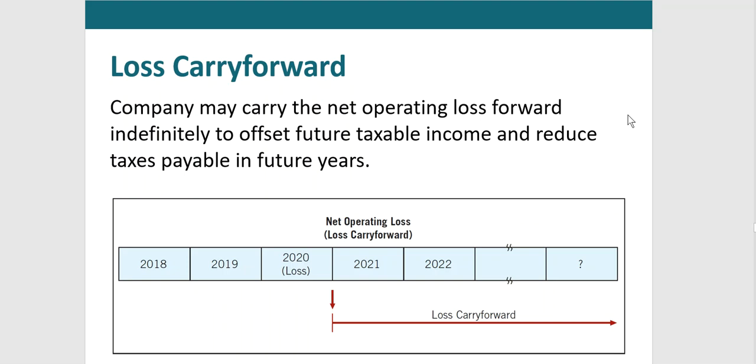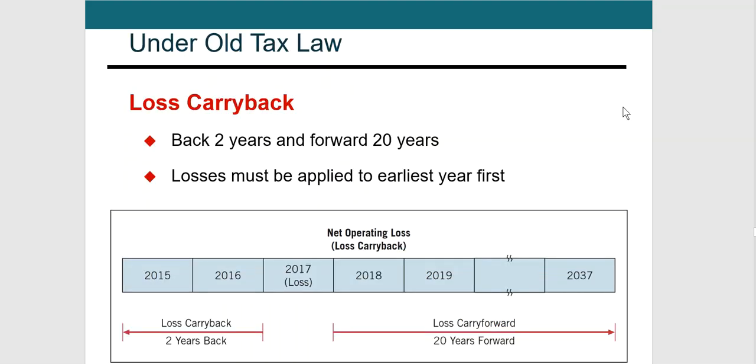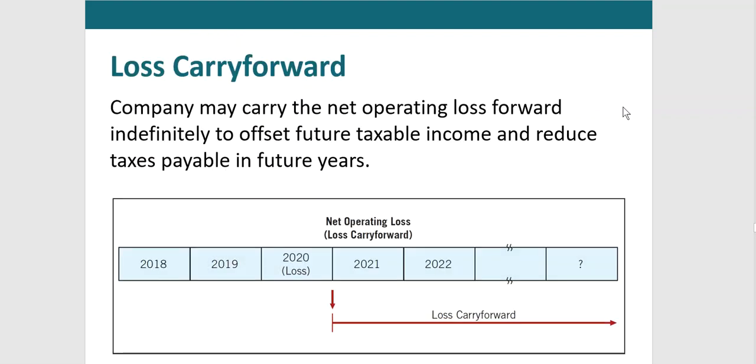and income taxes payable. Under old tax laws, taxpayers could also carry net operating losses backwards. They could carry net operating losses backwards 2 years, and then any remaining net operating loss that wasn't used could be carried forward an additional 20 years. Current tax law, again, only provides for net operating loss carryforwards.